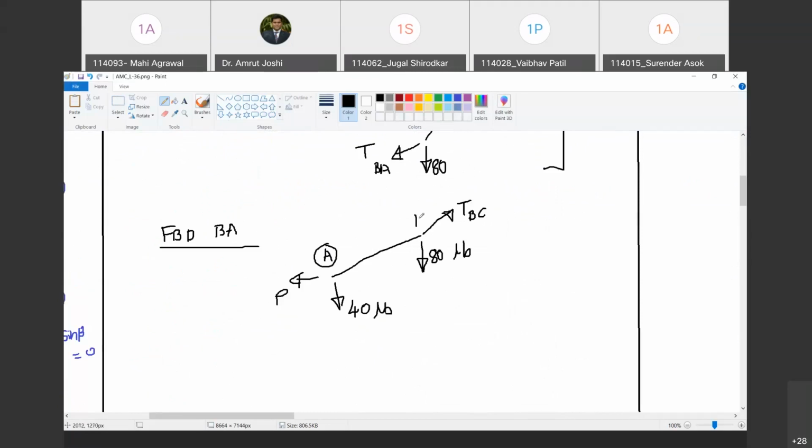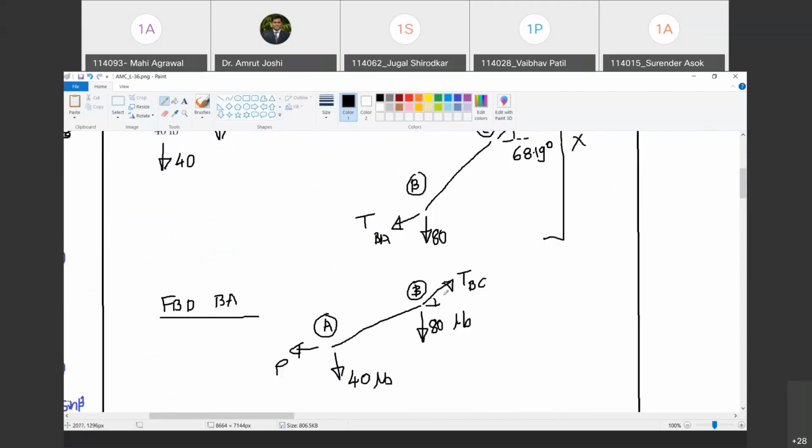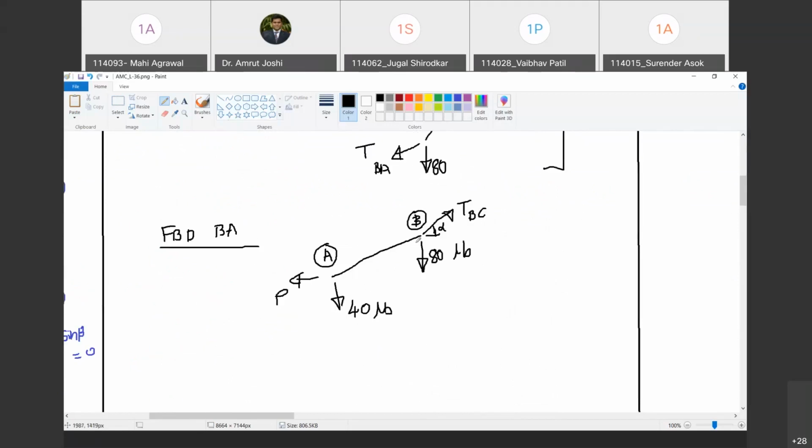This tension in BC makes an angle alpha with the horizontal. That alpha is known. Now if I take moments about P, moment of TBC vanishes, moment of 80 pound vanishes, but moment of P and 40 pound will be prevalent. But then I will be able to obtain the value of P. Do you agree with me?